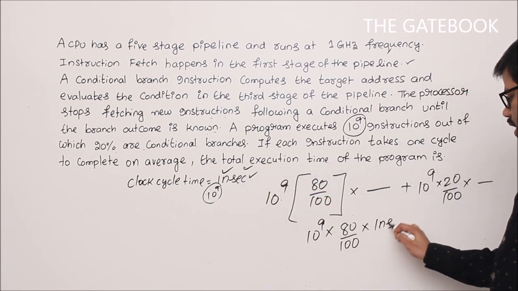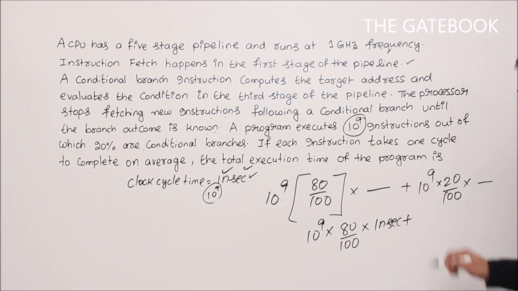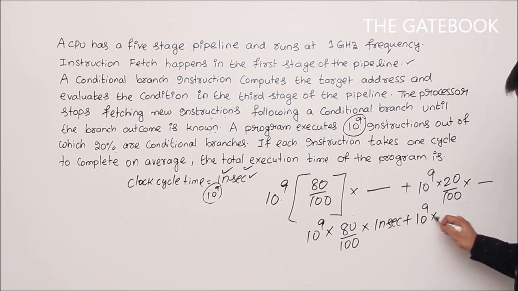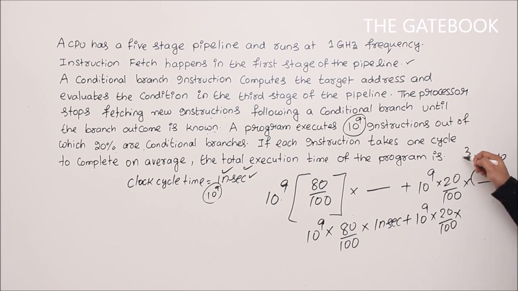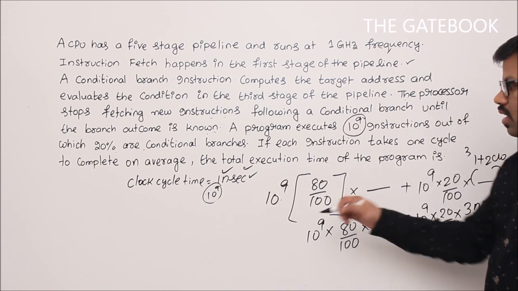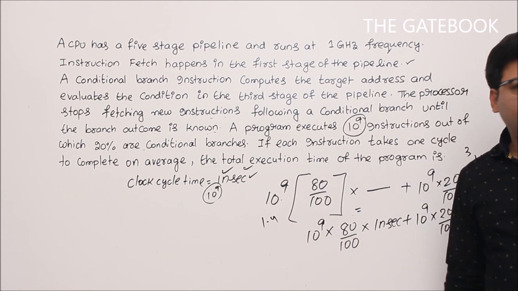Directly we can substitute 1 nanosecond plus 10 to the power of 9 instructions, out of them 20% are branch. They take how much time? 1 clock cycle as it is plus 2 extra clock cycles penalty. So 3 clock cycles. Then each clock cycle takes 1 nanosecond, so 3 clock cycles take 3 nanoseconds. Then if you simplify again, you get the same answer, which is 1.4 seconds. Okay.